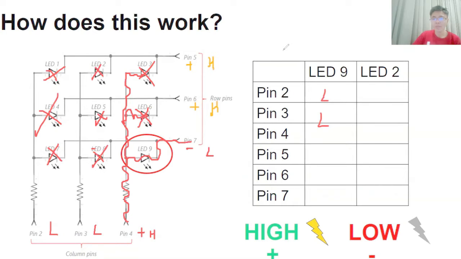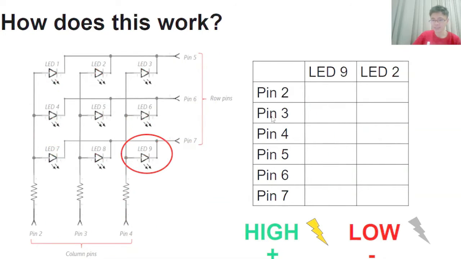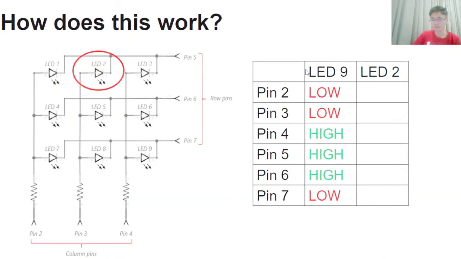Pin 4 must be high. Pin 5, pin 6 must be high as well. And then pin 7 must be low. Did you get that answer? And here you have it.